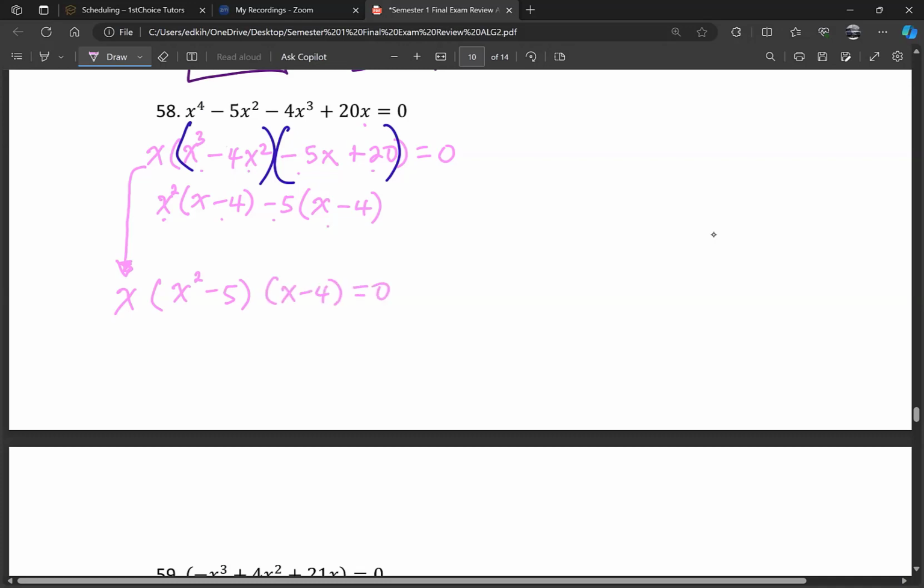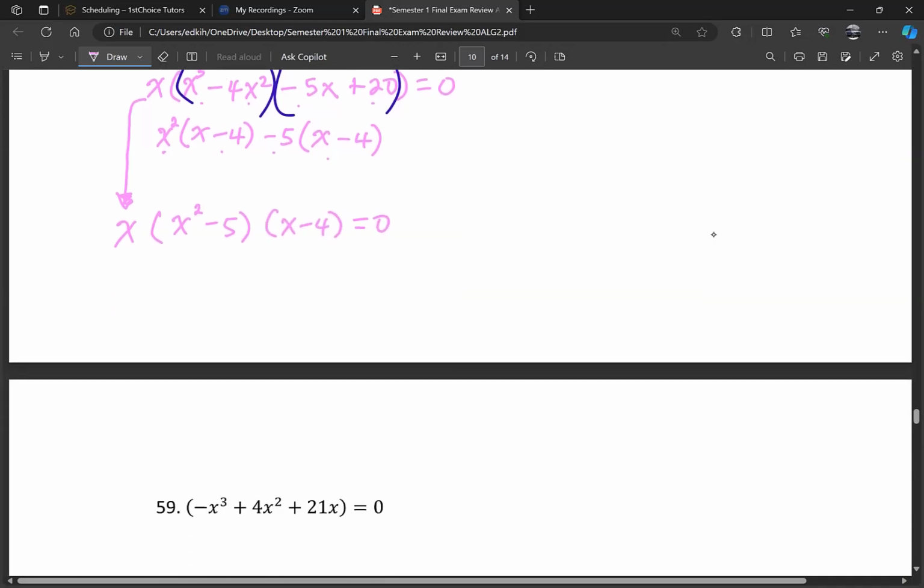That's fully factored. But since we're solving, we have to set each of our factors equal to 0. So the first one is this one, x equals 0. That's done. The second one, x squared minus 5 equals 0. The third one, x minus 4 equals 0. Then we've got to solve for these.